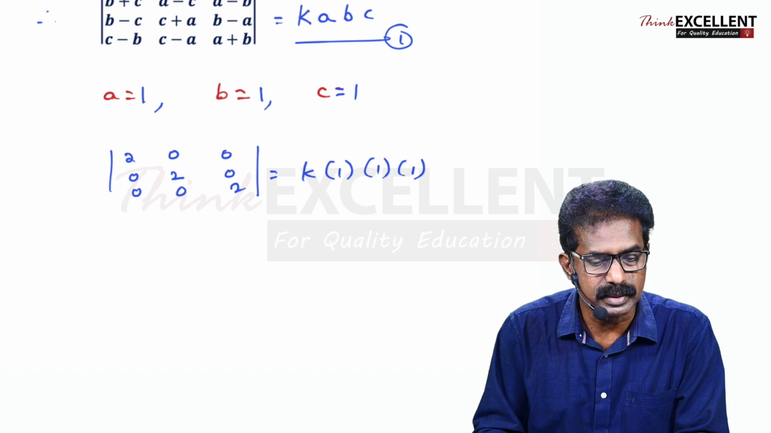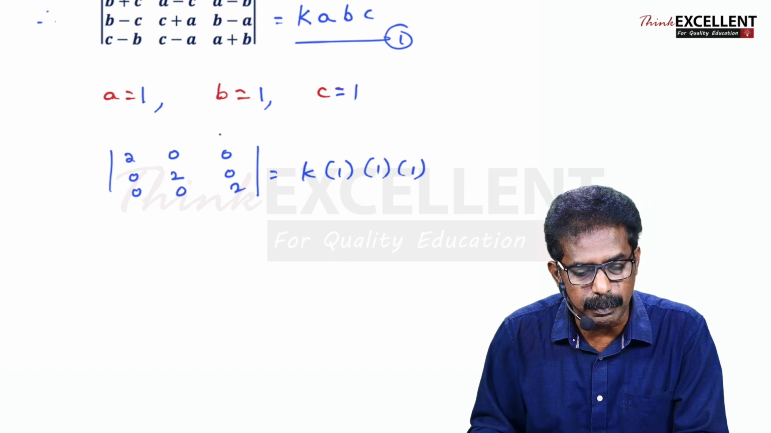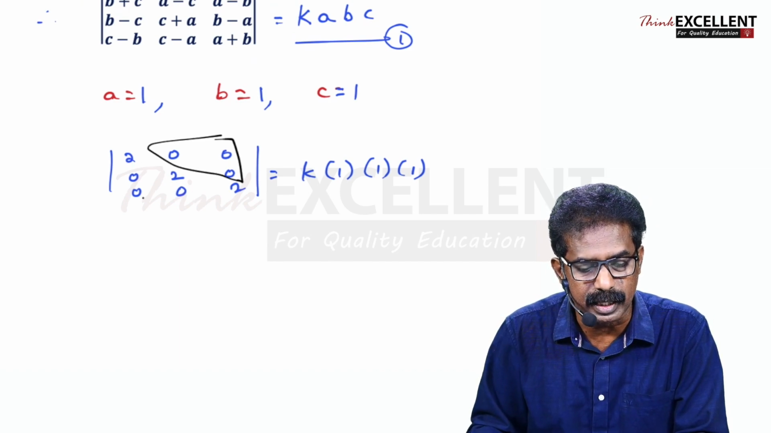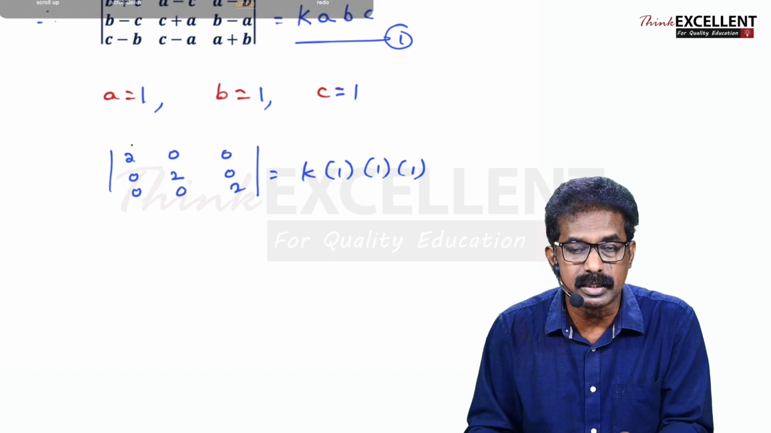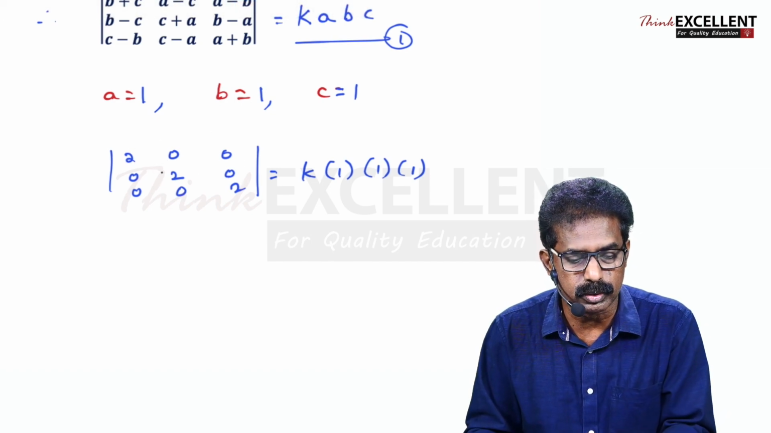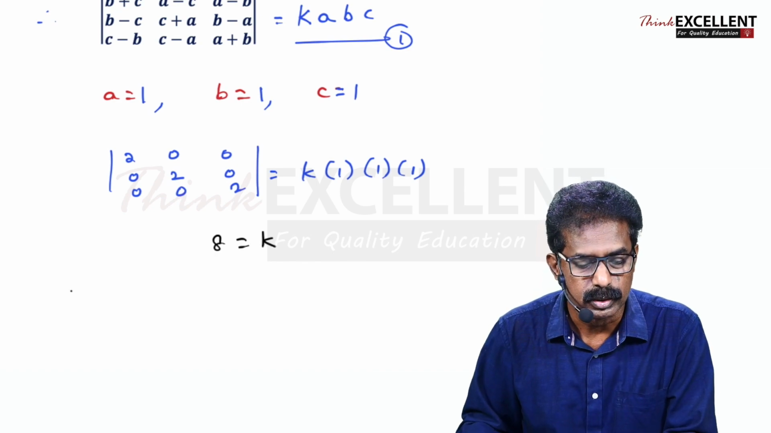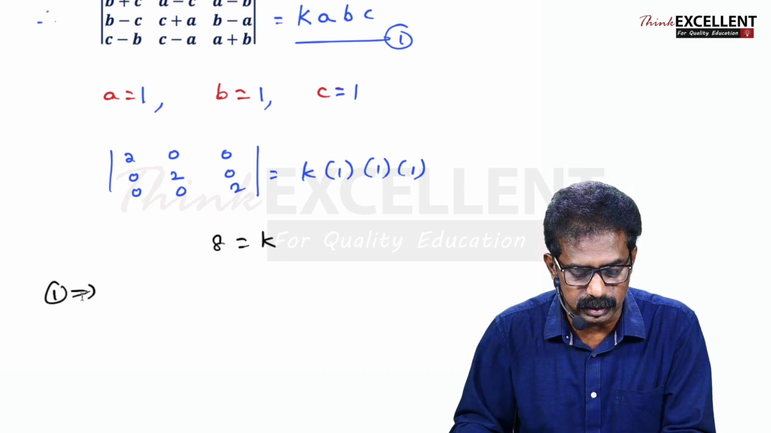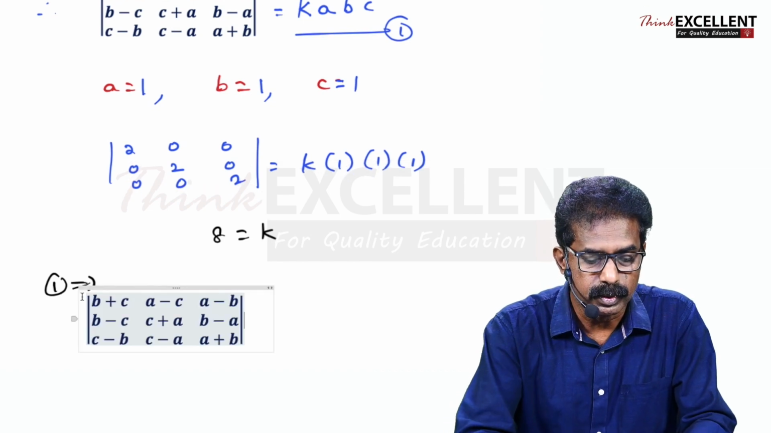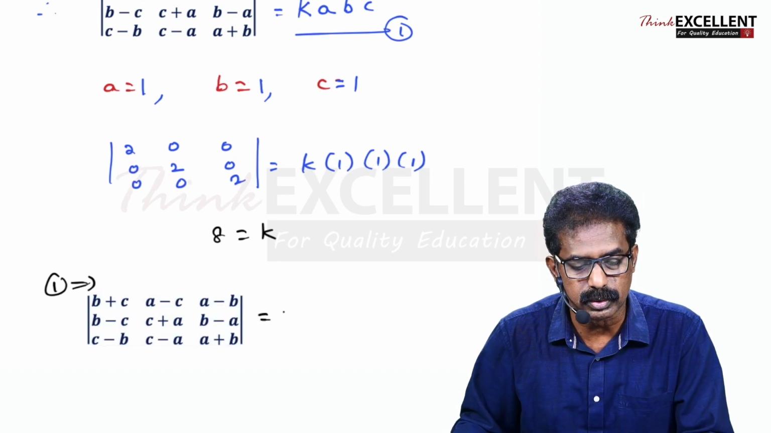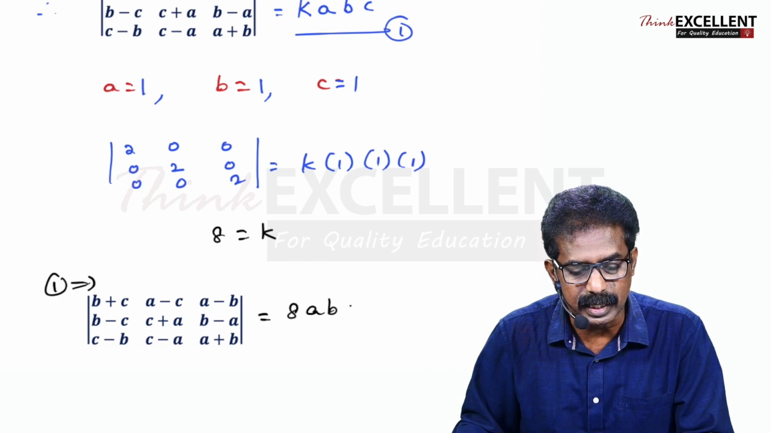So here the answer is, if the principal diagonals above the triangle or below the triangle, any one of the parts is 0, then your answer is the product of the diagonal elements. 2 into 2 into 2, so 8 is equal to K into 1 into 1. It is K. So substitute in the first equation. You are getting this determinant equal to K into, what is the K value? 8. You are getting 8ABC.